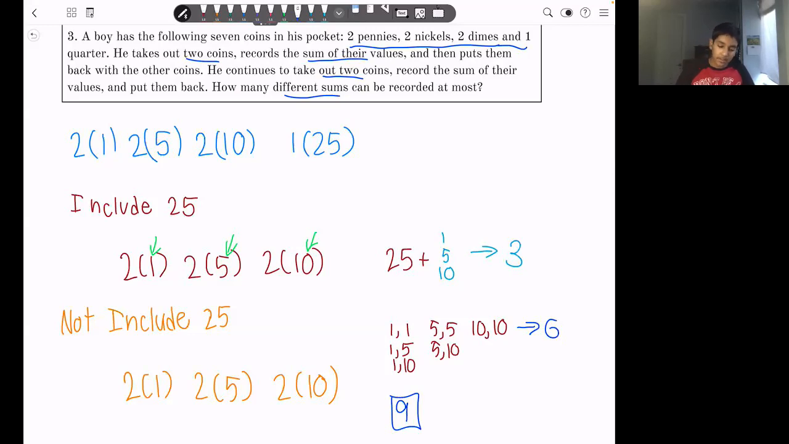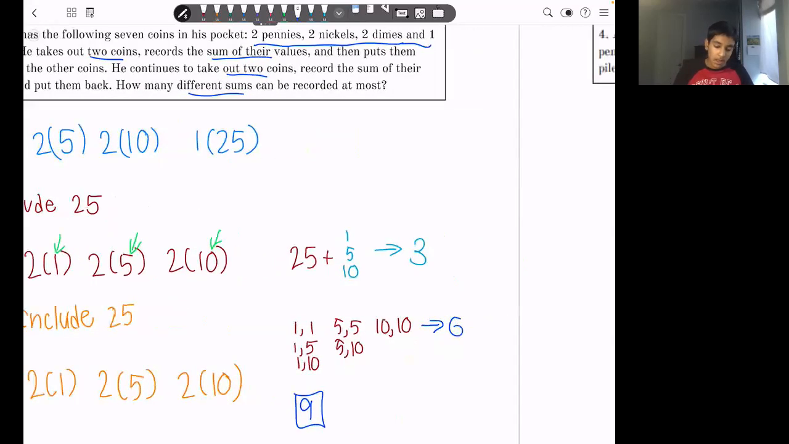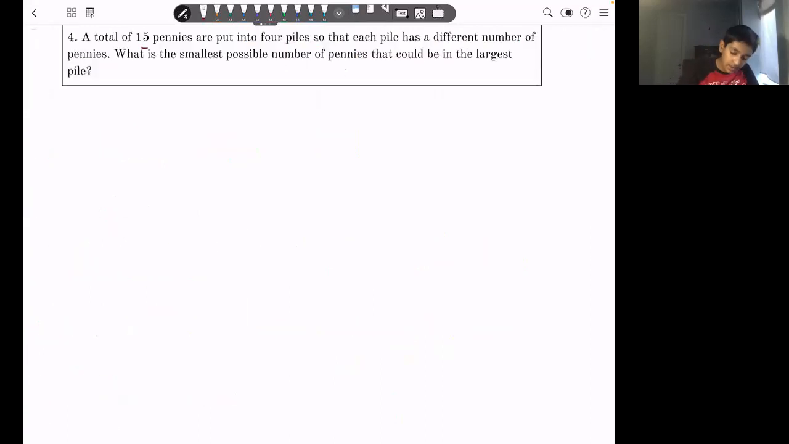Okay, let's move on to the next problem. A total of 15 pennies are put into 4 piles, so that each pile has a different number of pennies. What is the smallest number of pennies that can be in the largest pile?